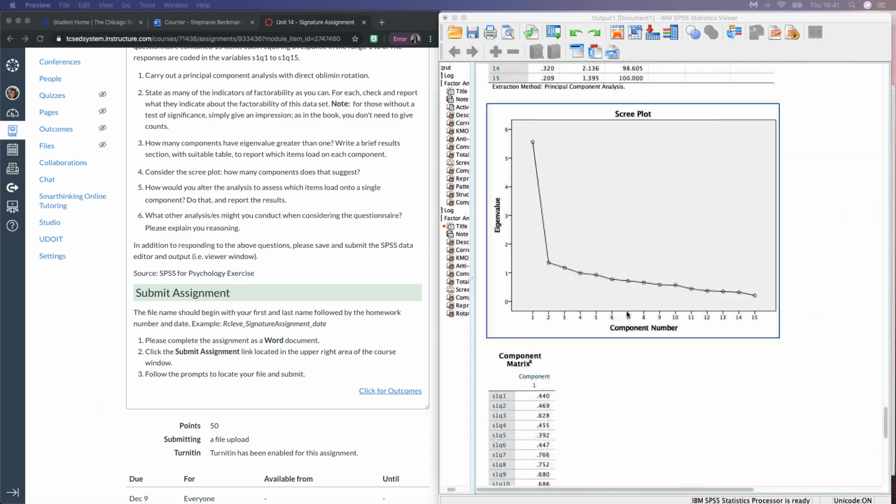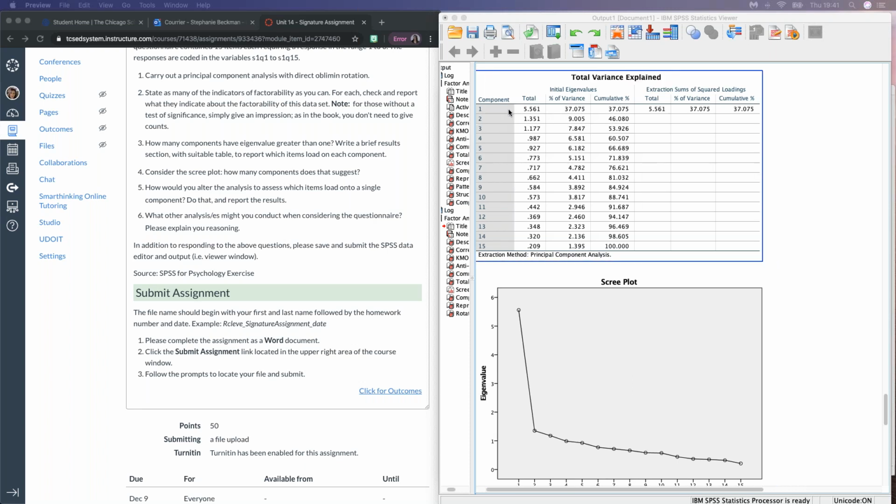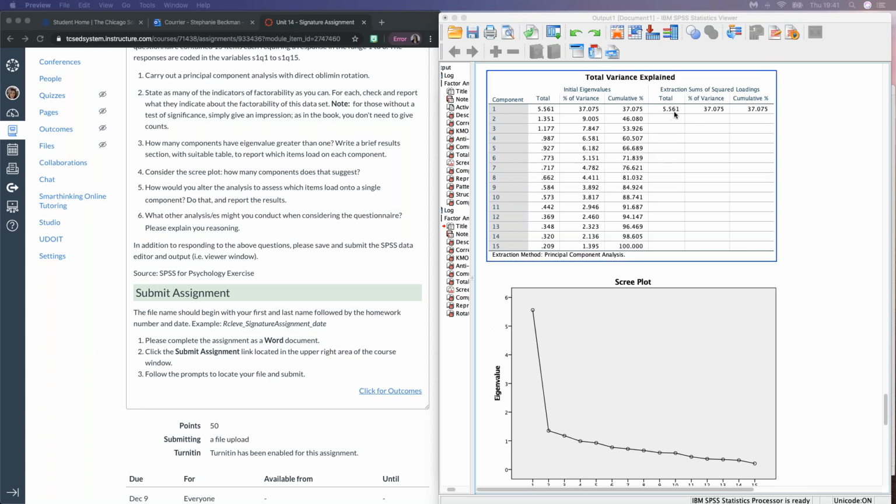So then we can look at our eigenvalues and our components. So this number is the same as last time. This one component is 5.561. So this is actually the same as before. It still accounts for 37.075% of the variance.